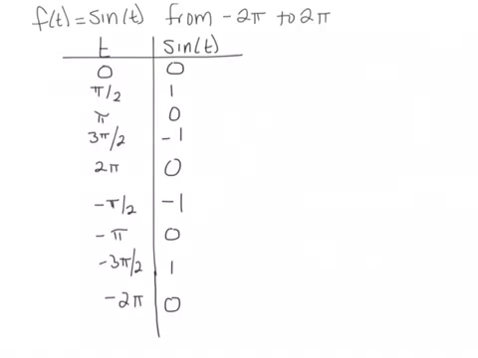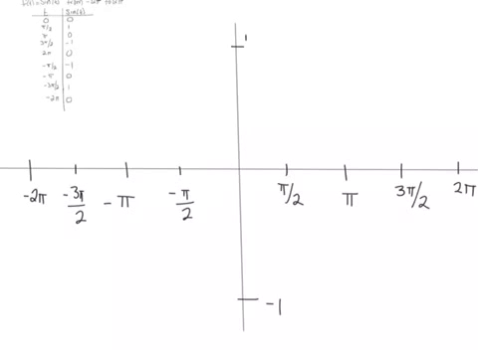Now that you have your completed chart, let's take a look at the graph of the sine function. So we have our x and y axes set up again. Remember that the range of sine is from negative 1 to 1, so those are the only y values that we need to label here. And we have our x values from our table labeled, or our t values.